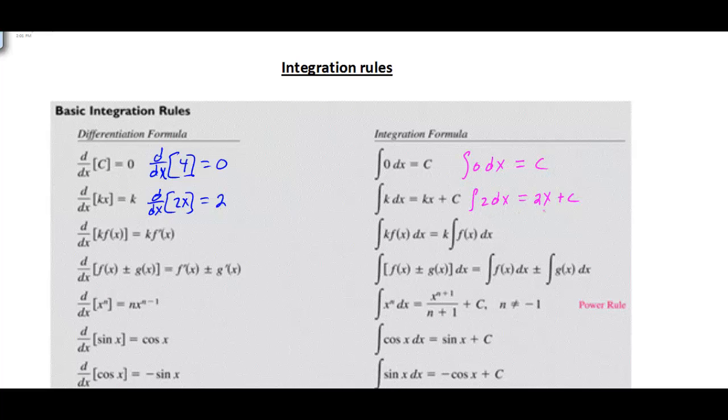And keep in mind, you can always check your answer. If we go backwards now, if we take the derivative of 2x plus c, the derivative of 2x is 2, and of course the derivative of c is 0, so the derivative of 2x plus c is simply 2. So if you want to ever check your integration, all you need to do is take the derivative of your answer, and that should be equal to the integrand.